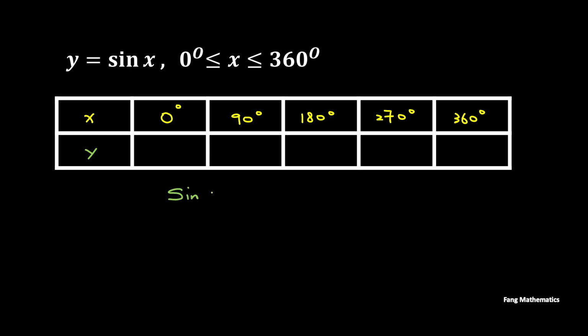Remember, this is sine. So sine 0 degrees should give you 0. So in place here, we are to put 0. The next, sine 90 degrees should give you 1. So here should get you a 1. In a similar way, sine 180 degrees should give you 0. And correspondingly, you should get sine 270 degrees as -1 and sine 360 degrees as 0.